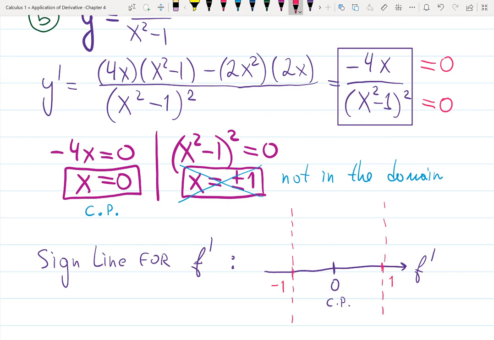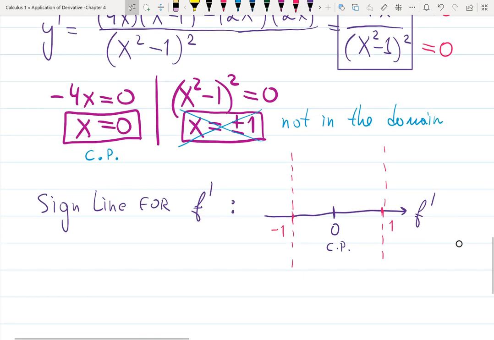And you'll be putting it everywhere. First derivative sign line, second derivative sign line. Because, I'm repeating it one more time, points of discontinuities might change the sign of the derivative, the first one and the second one. Okay, good.